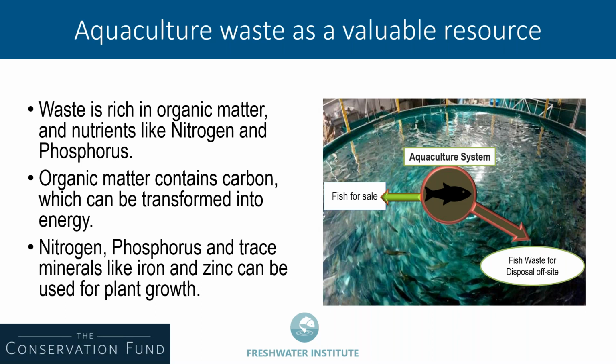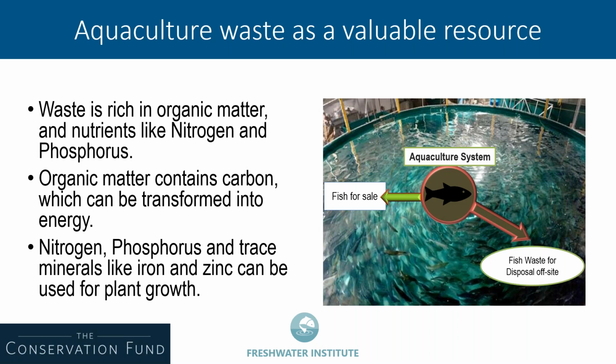Now, the organic matter contains carbon, which can be converted into energy via thermal, chemical, or biochemical pathways. For example, in Baltimore, municipal solid waste, which contains a lot of carbon, is burned to produce energy in the form of electricity. In addition, nutrients like nitrogen and phosphorus, along with other trace minerals like iron and zinc, can be used for plant growth. For example, in dairy farming, the manure is used as a fertilizer to grow crops instead of being disposed of as a waste.